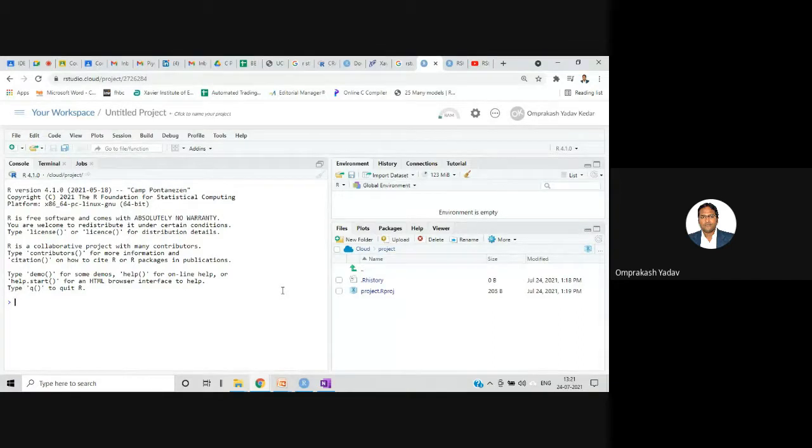And you can work with this particular studio. So anywhere you go, if you have an internet connection, you can access this cloud. This is the advantage.